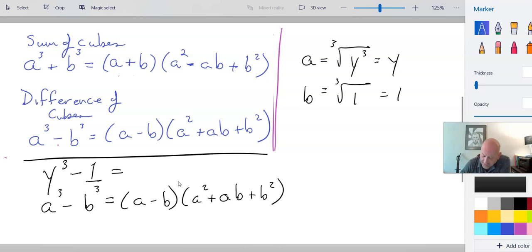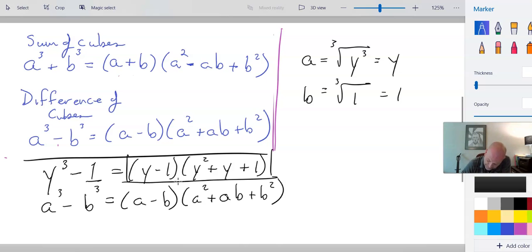So now that we have all those pieces identified, that we know a is y and b is 1, I just need to plug them in. So a is y, b is 1. Now I need a squared, so that's y squared. a times b is 1 times y, and then b squared would be 1 squared, which is 1. And so you end up with this polynomial, or these factors for this polynomial.